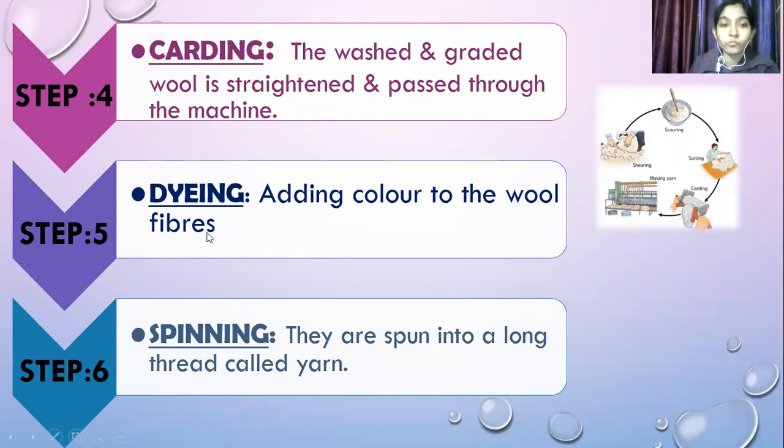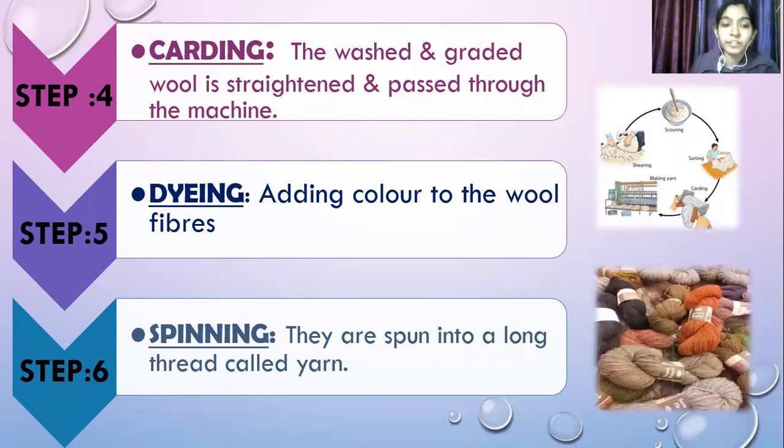Adding color to the wool fiber is called dyeing. In this step, you add color, like if you want red color, blue color, yellow color. So in this process, dyeing is there. After dyeing, the next step is spinning. Now the fibers are spun into a long thread called yarn. This is the yarn. Here it is black in color, pink, orange, brown, purple.